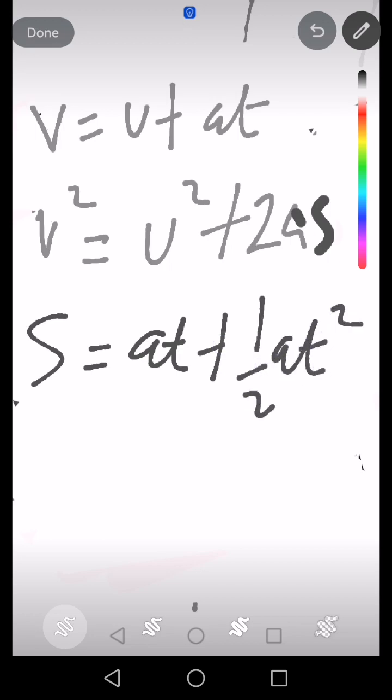So that's all. We end here for today's lesson. So you just need to know those. That is the introduction of kinematics, the introduction of motion in one dimension. So we end here for today's lesson.